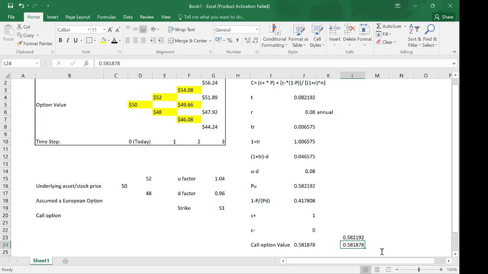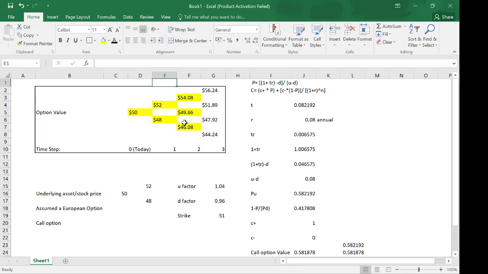In the same way, if we had a 2 period nodal structure, then essentially we would have to calculate the payoff of this and this, and then this and this. Essentially there would be 4 payoffs, 2 from this and 2 from this, and in that way you have to discount them back to the present value.